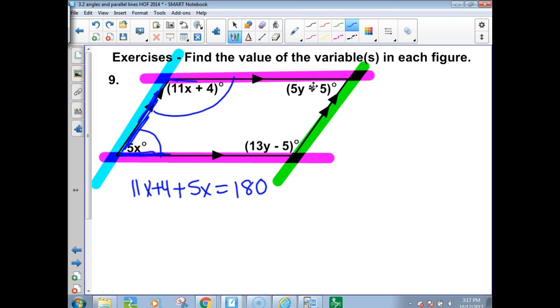Then on the other side, what do we got? These guys do the same thing. You got the littler one up here and the bigger one down there. These add up to 180 also. So what I'm trying to say is these are supplementary. Here and here, these are supplementary. So doing the y's, it's going to be 5y plus 5 plus 8, 13y minus 5 is 180.